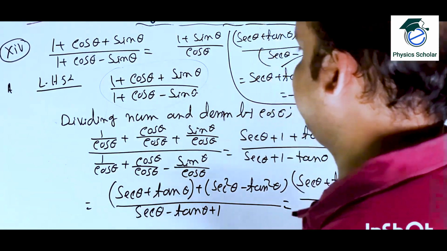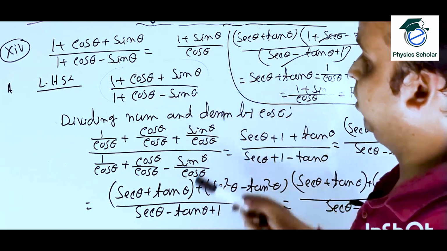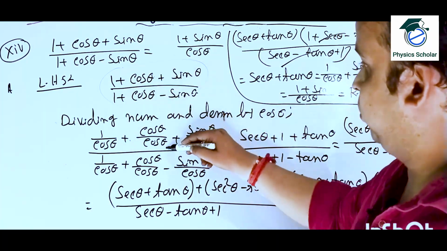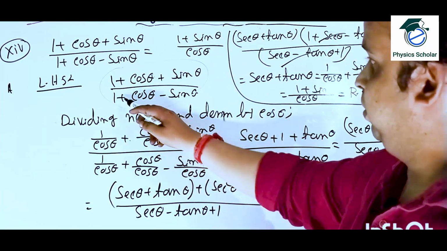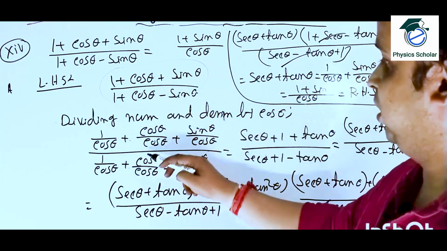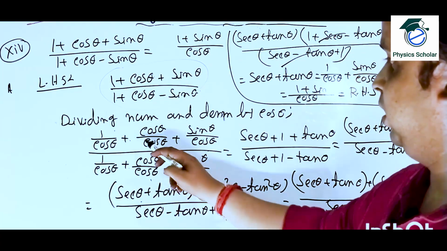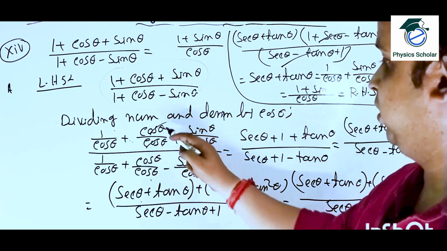Now the thing is that dividing both the numerator and denominator by cos theta. So that means what? 1 by cos theta plus cos theta by cos theta plus sin theta by cos theta divided by what? 1 by cos theta plus cos theta by cos theta minus sin theta by cos theta. So 1 by cos theta means what? Sec theta plus cos theta by cos theta means what? This will be cancelled.